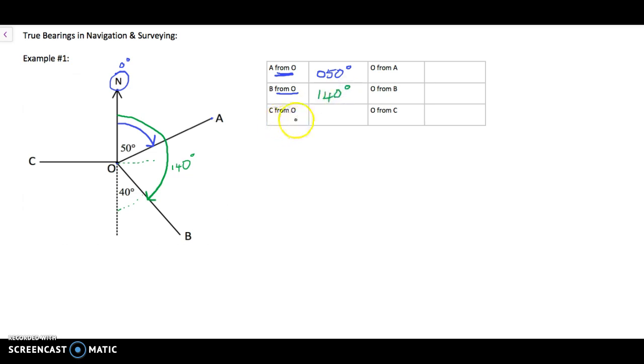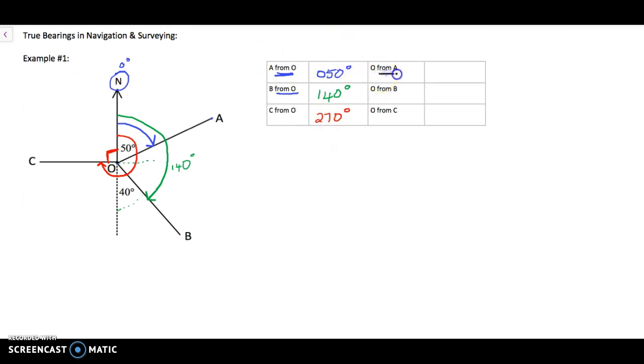So point C from O means I'm starting from O. I'm going to move clockwise and I'm going to go all the way around. Just missing a little bit of information here, we're assuming that that's going to be 90 degrees because it's pointing due west. So I'm going to say that from O, C is 270 degrees.